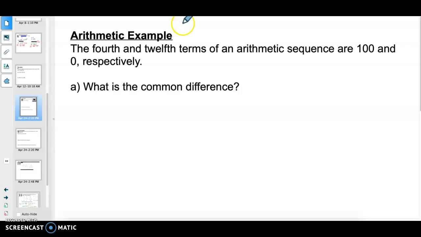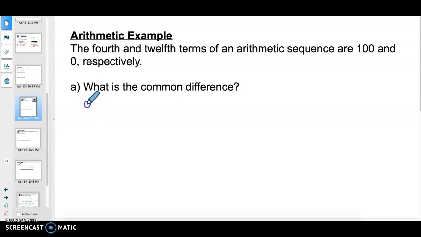One type of arithmetic example you might see will give you certain terms and ask you to find the pattern. So this one says the 4th and the 12th terms of an arithmetic sequence are 100 and 0 respectively. So they first want us to figure out what is the common difference. What were they adding or subtracting by? So the way that I do it is through setting up a system of equations and using substitution, personally.